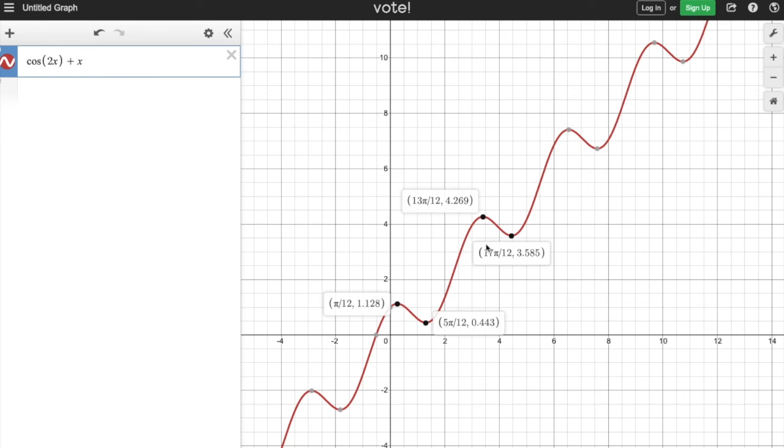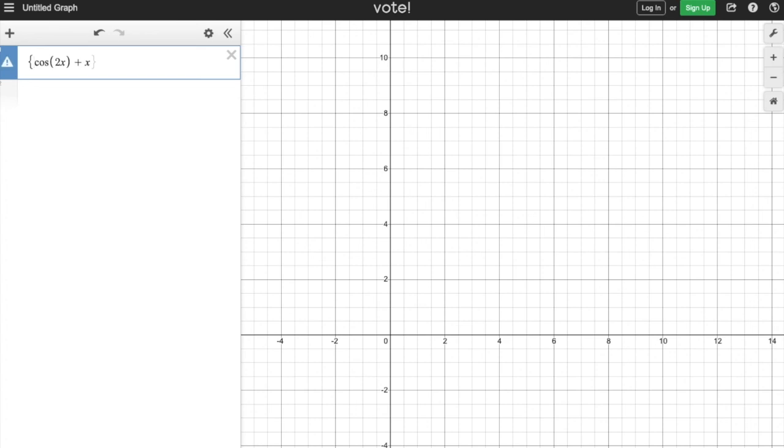So here, this kind of oscillating but growing function, if we want to find its maximum values on that interval, again on Desmos we can just restrict to x values that are in between 0 and 4, using that notation I've just typed in there, and then it shows us the bit of the graph that we care about. And we find the maximum value at 13 pi over 12, and the minimum value at 5 pi over 12 that we found by hand. That was 4.269 thereabouts, and 0.443 thereabouts. Fantastic.